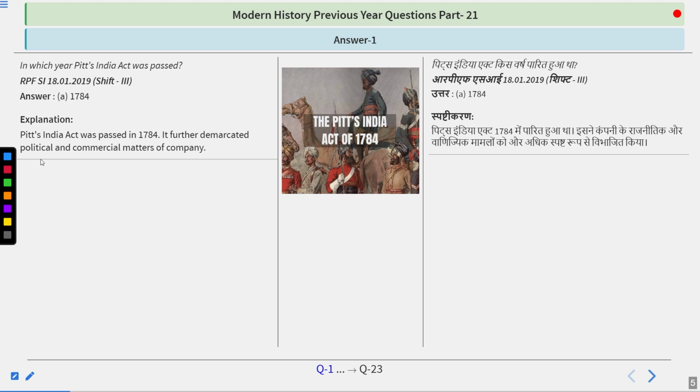It further demarcated the political and commercial matters of the company. Basically, what was added under this act was that along with the court of directors, there would be a board of control. So the working of the East India Company in terms of political and commercial matters was divided. Do remember that the answer is 1784.